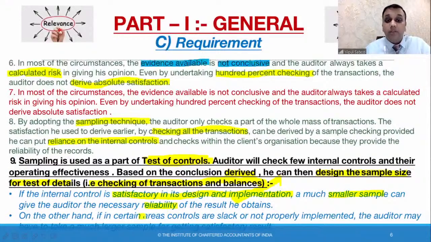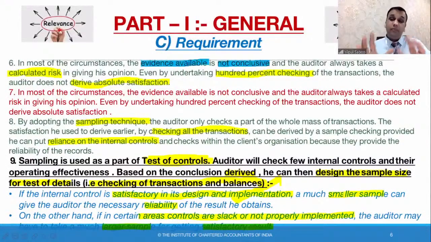But if certain areas controls are slack or not properly implemented, slack means weak or missing. Or if the controls are there, but they are not being properly implemented in the organization, the auditor may have to make much larger sample for getting satisfactory results.